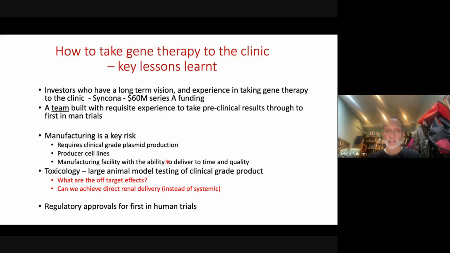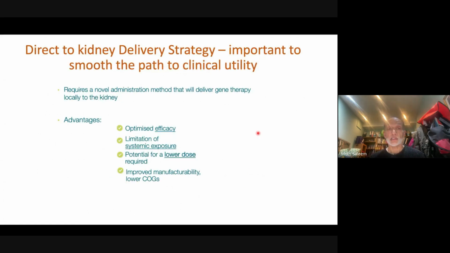trials. And this includes things like manufacturing. So there's, again, I won't go through all the details, but you need clinical grade production of all the different components that I've talked about, the plasmid DNAs, the cell lines, and you need manufacturing facilities that can deliver the amounts and the quality that you need. And then you need to do toxicology, so large animal testing of a clinical grade product to look at off-target effects and whether we can achieve direct renal delivery instead of that systemic delivery that we did in the mice. So this is really important to smooth that path to clinical utility, and it takes time and it takes a large amount of money, as you can see.